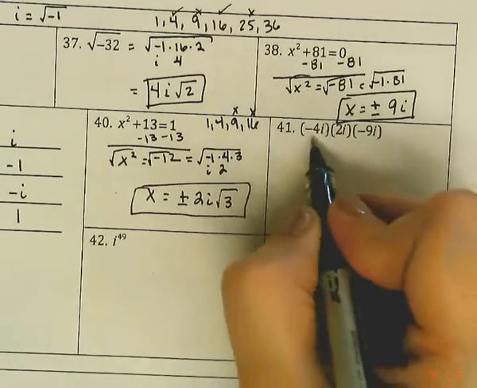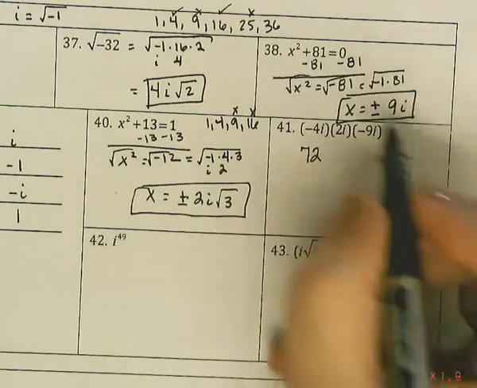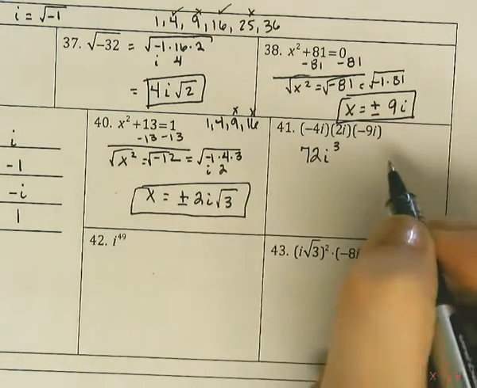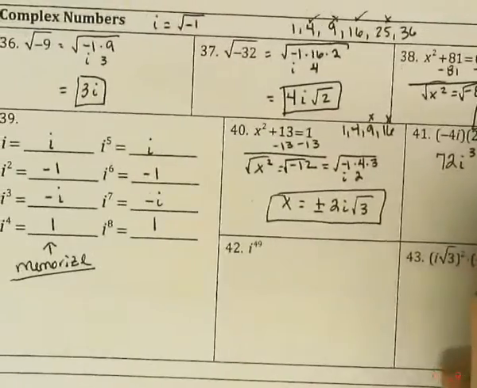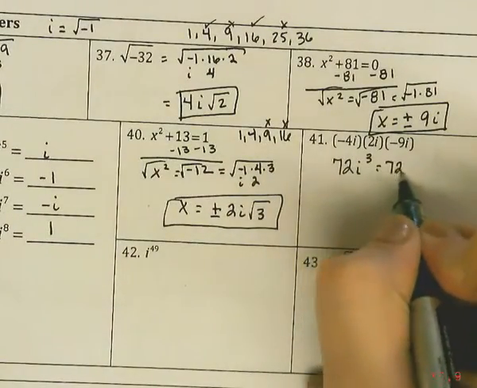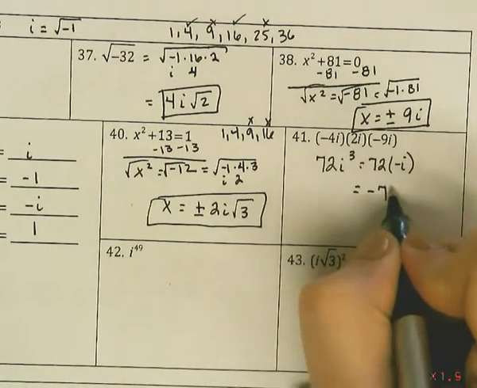Number 41: negative 4 times 2 times negative 9 is 72. i times i times i is i cubed. We can look over here at the little list we made before. i cubed is negative i. So 72 times negative i, or negative 72i.